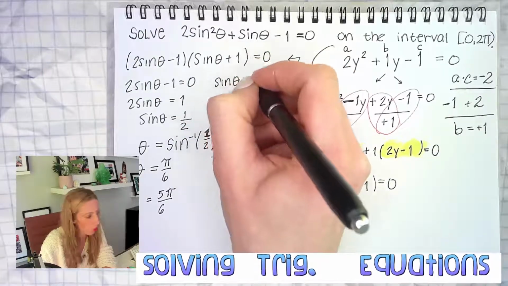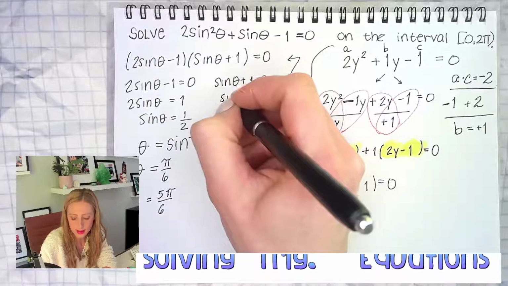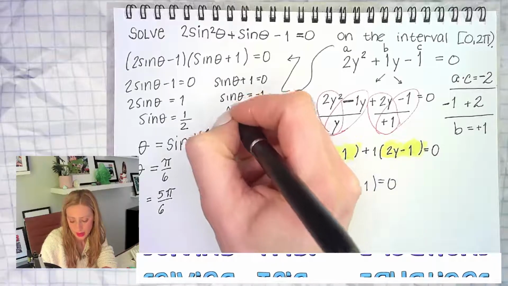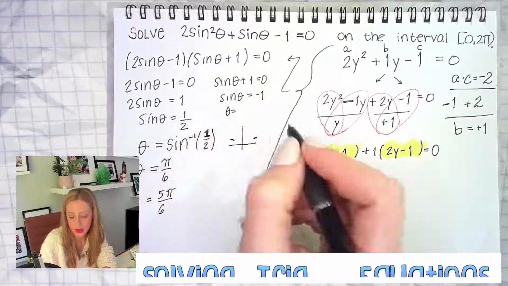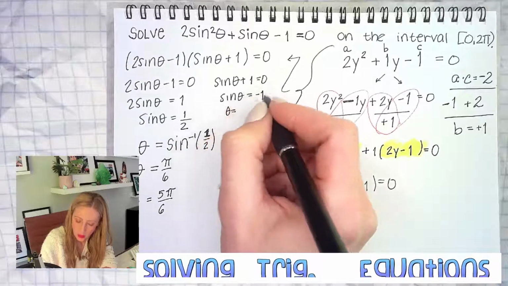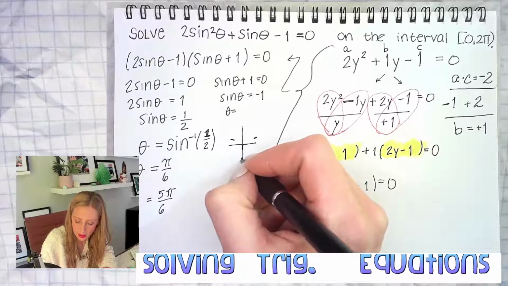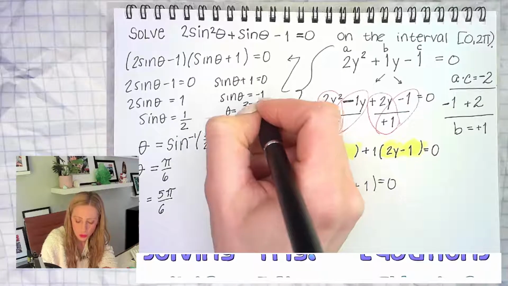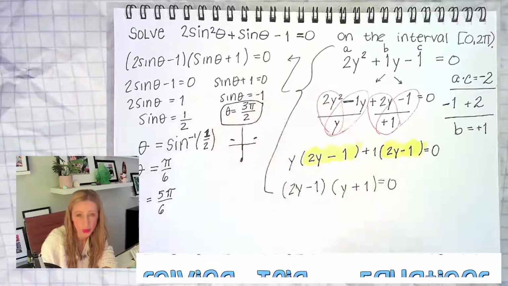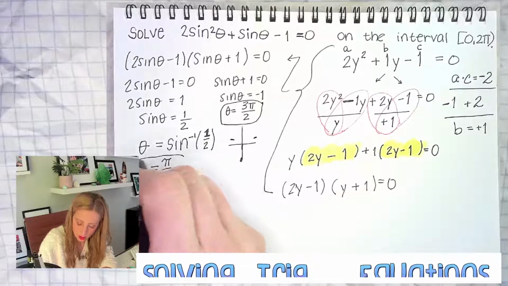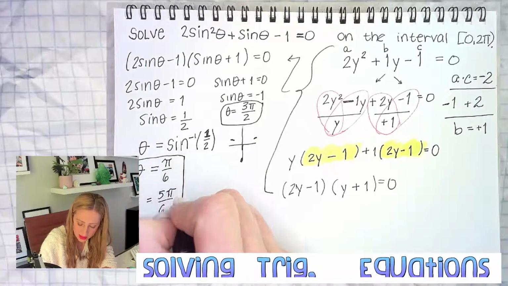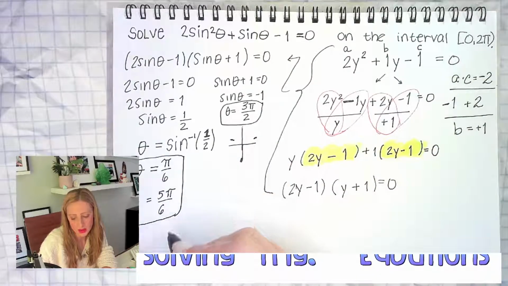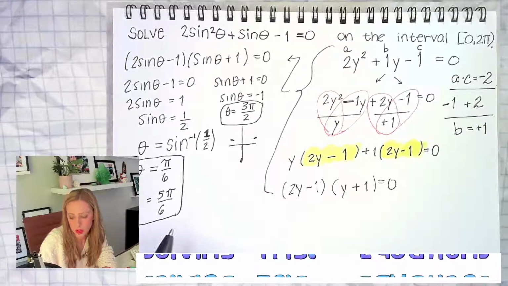Sine theta plus 1 is 0. Sine theta equals -1. Theta equals, so I'm just going to skip writing this step for now. The y value on the unit circle, the sine of what angle is -1? 3 pi over 2. So for this particular question, we have 3 answers: pi over 6, 5 pi over 6, and 3 pi over 2.